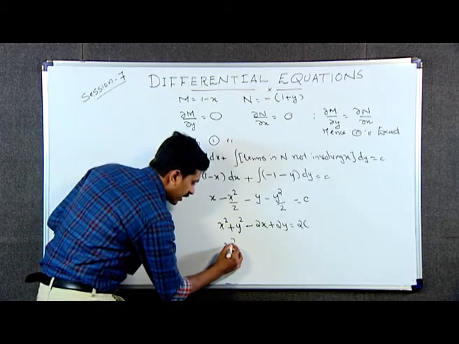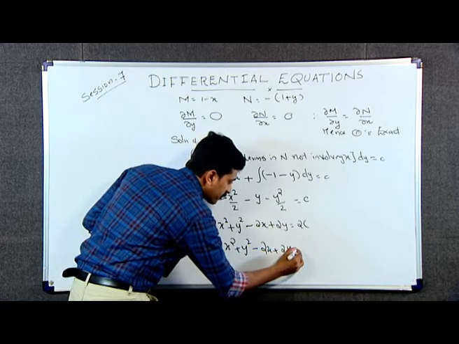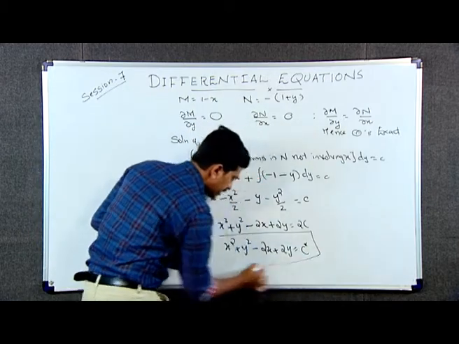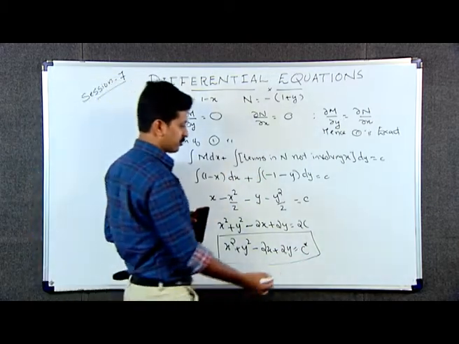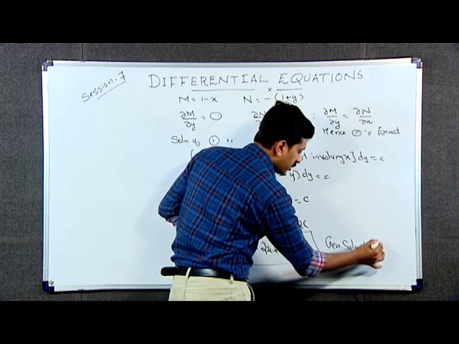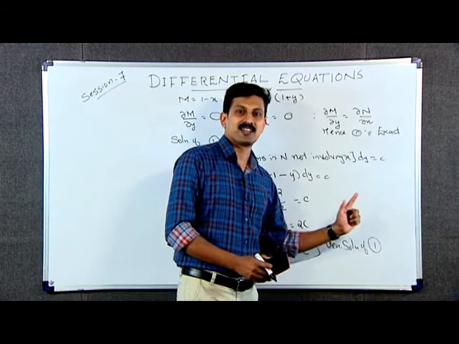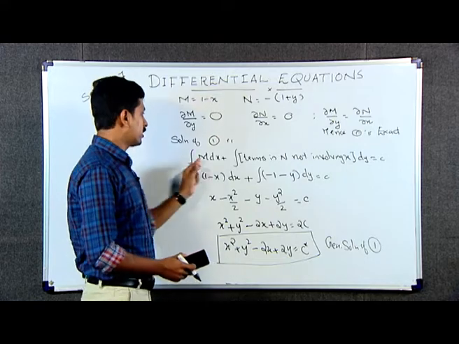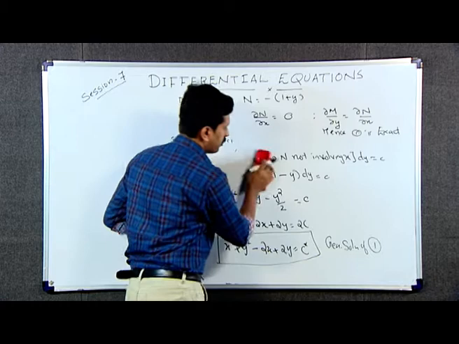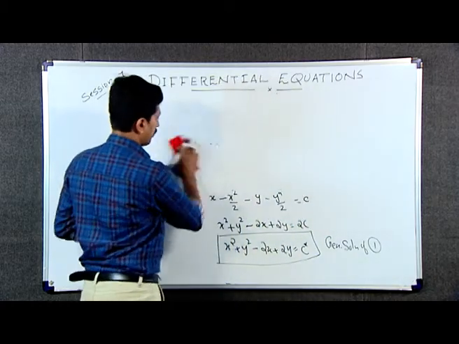So, we can say that x square plus y square minus 2x plus 2y is equal to c, for simplicity I am taking c star or c dash, or simply we can take it as c, is a general solution of the given differential equation 1. Remember that equation 1 is exact. Because of exact differential equation, we are solving this pattern. Now, we can move to our example 3.